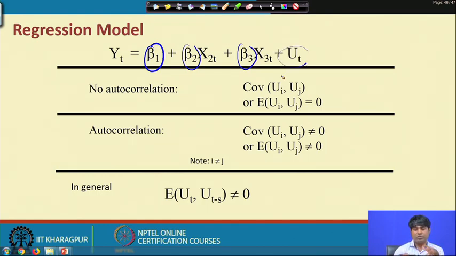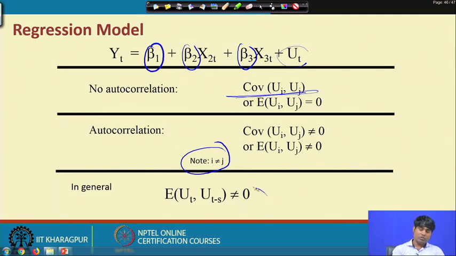After the estimation process, we can have the magnitude of the error term, and then we would like to check the relationship between these error terms. So, what we have already discussed: covariance of u i u j equal to 0 is the case of no autocorrelation, and when covariance of u i u j is not equal to 0 for i not equal to j, that is the condition where there is autocorrelation.